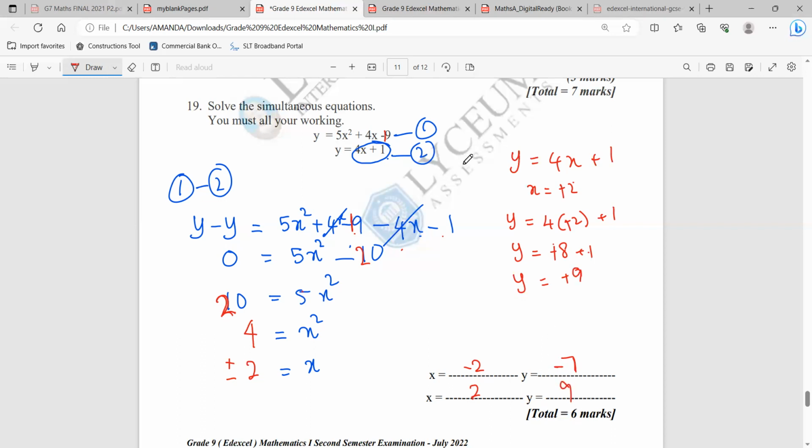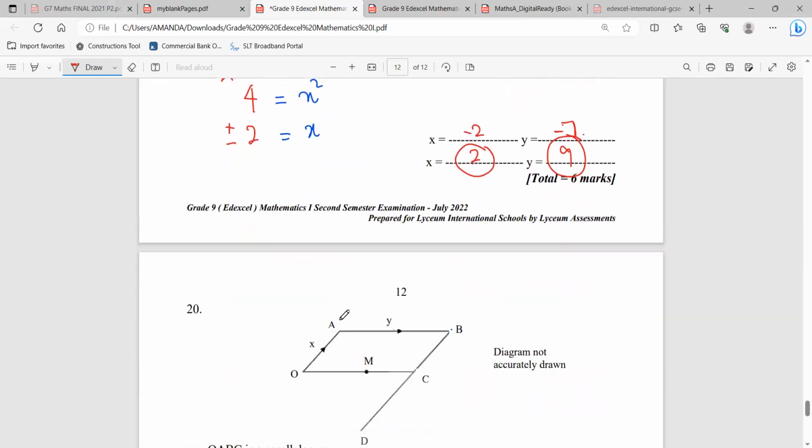Right, so that's done. When x is -2, y is -7. When x equals 2, y equals +9. So that's the 19th question. We are done.